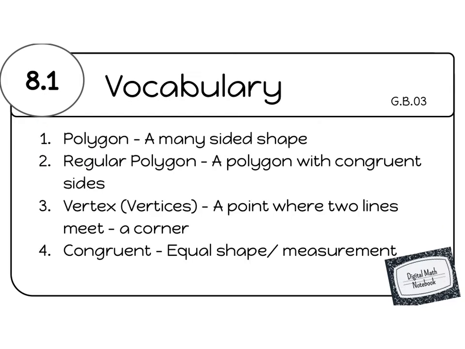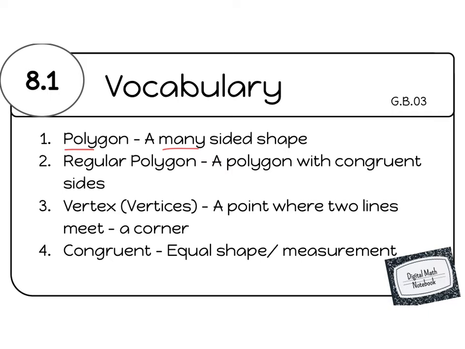In this unit, you'll notice that we have some new vocabulary. On the vocabulary slide, you also have a spot in your digital math notebook to fill in the vocabulary. When there's vocabulary in a unit, pause to take notes in your digital math notebook. Our first vocabulary word is the word polygon. Poly means many. So when we talk about a polygon, we're talking about a many-sided shape.